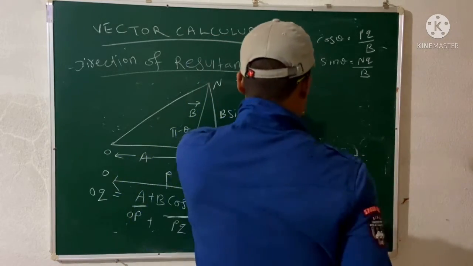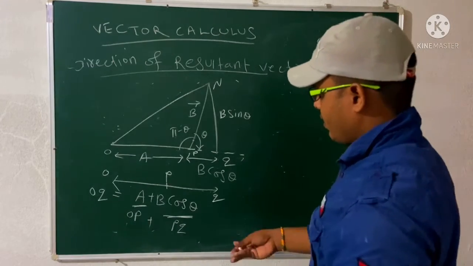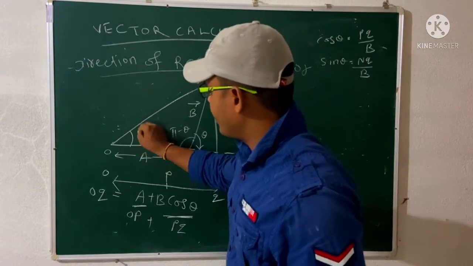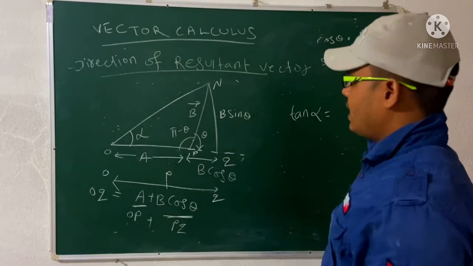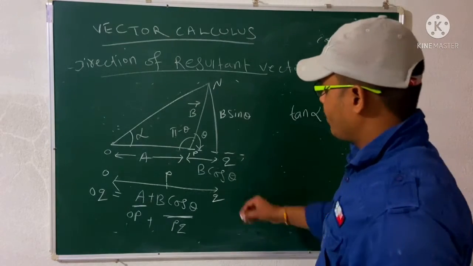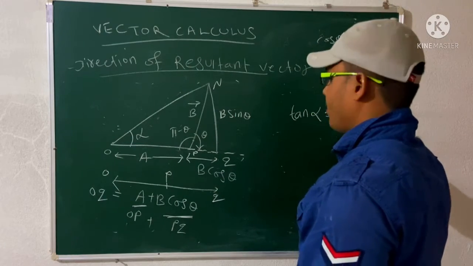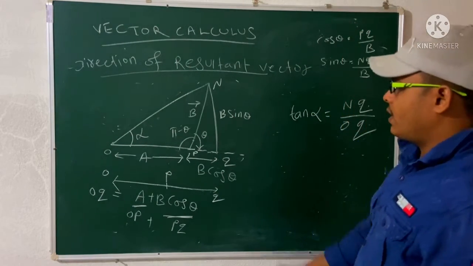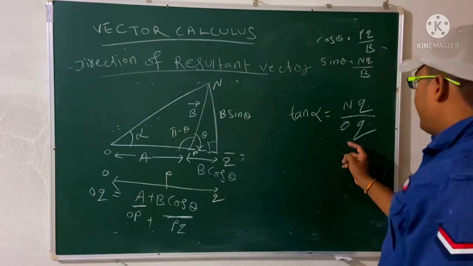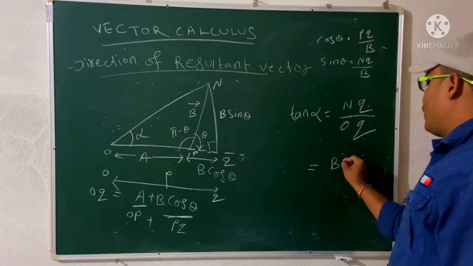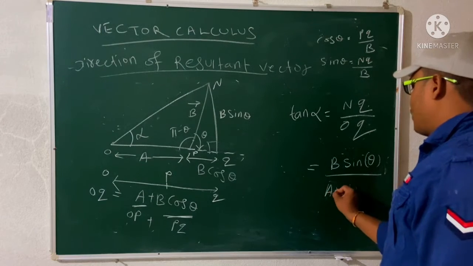So what will be the angle? We have to find this angle. So what is tan alpha? Tan alpha equals P by B, that means NQ divided by OQ. This is the perpendicular triangle. So what is NQ? NQ is B sin theta divided by A plus B cos theta.